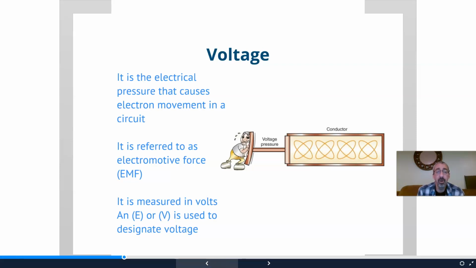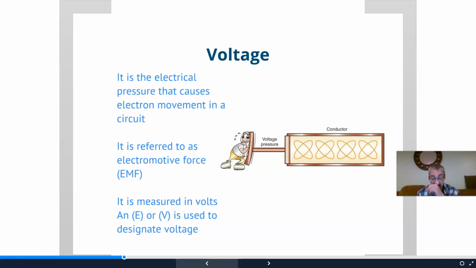Okay, so voltage is the first thing we're going to talk about. This is the electrical pressure that causes electrons to move in a circuit. Something has to start those electrons moving. Otherwise, they're just going to stay there, right? Your table has electrons in it. My mouse that's sitting here on my computer has electrons in it. The computer has electrons. Everything's got electrons in it, but nothing happens until something tells them to move. It's the voltage that does it.